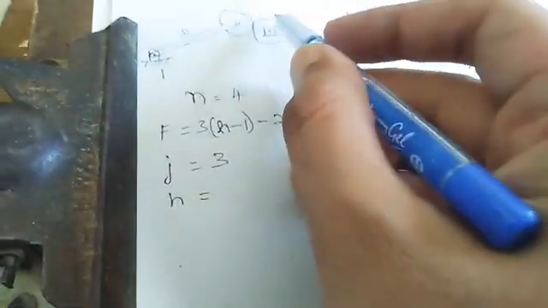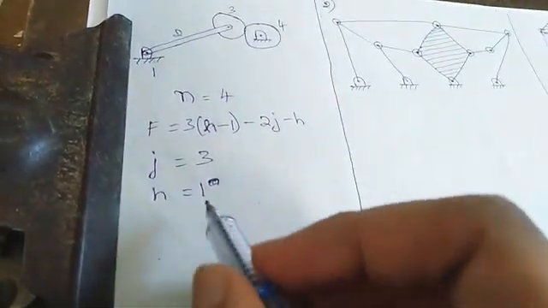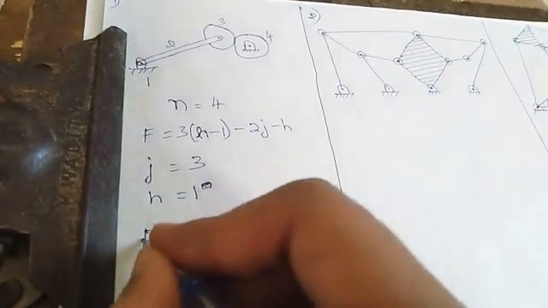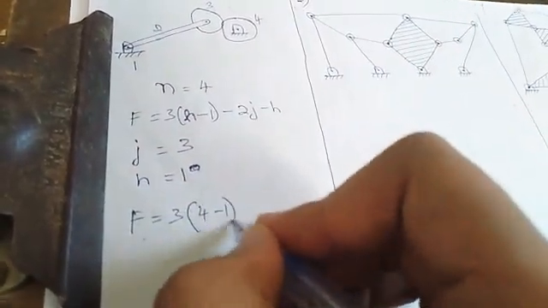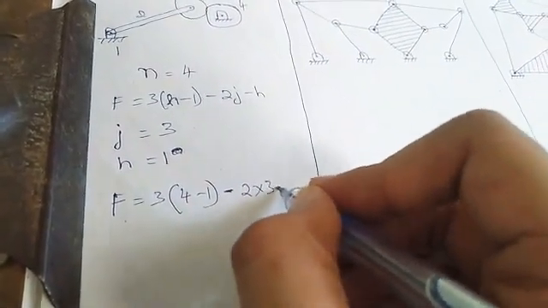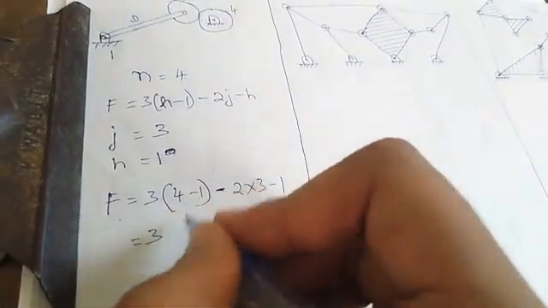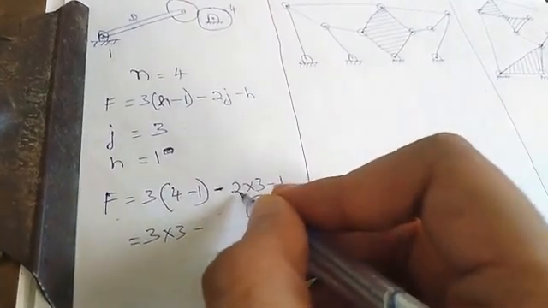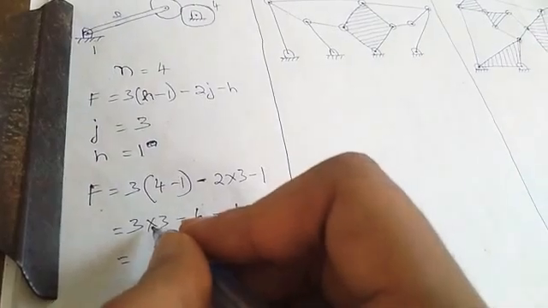So here these two links have 2 degrees of freedom. So we can take the value of h as 1. So now we shall find the number of degrees of freedom. 3 into 4 minus 1, minus 2 into j, 3, minus h, 1. 3 into 4 minus 1, 3 minus 2 3s are 6 minus 1. 3 3s are 9. 9 minus 7 is 2. F is equal to 2.